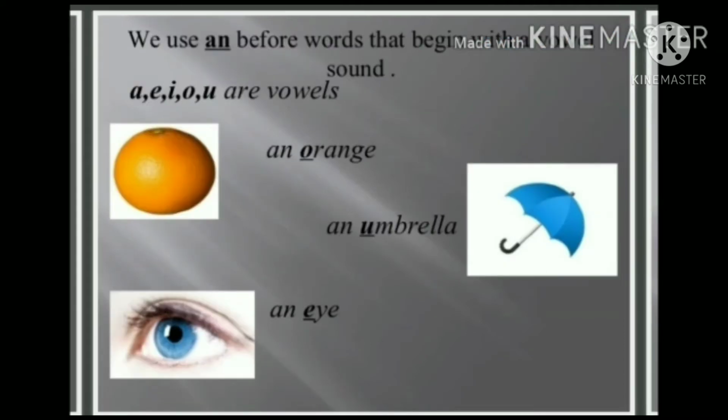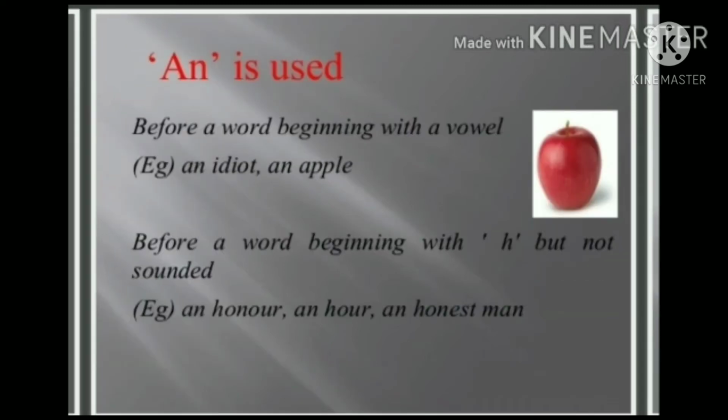Moving to the next article, an. We use an before words that begin with a vowel sound. As we all know the vowels A, E, I, O, U. Example, an orange, an umbrella, an eye. Now we can conclude where we use an. We use an before a word beginning with a vowel. Examples you can see an apple, and other examples an ant, an island, etc.